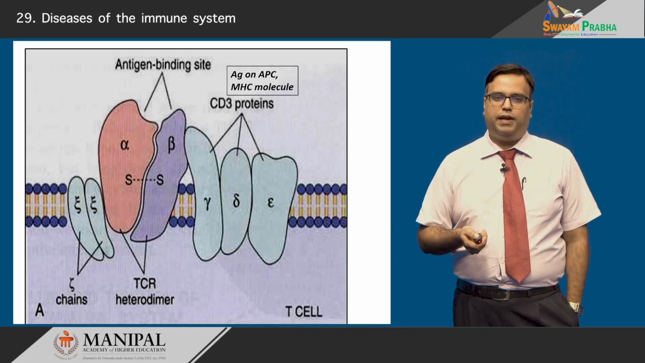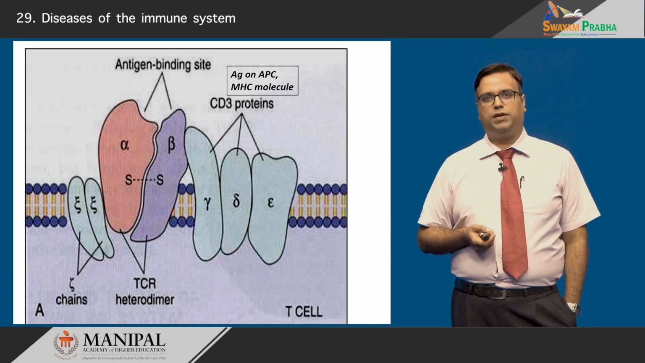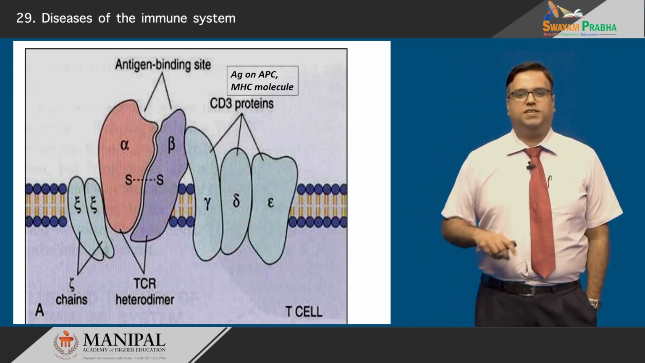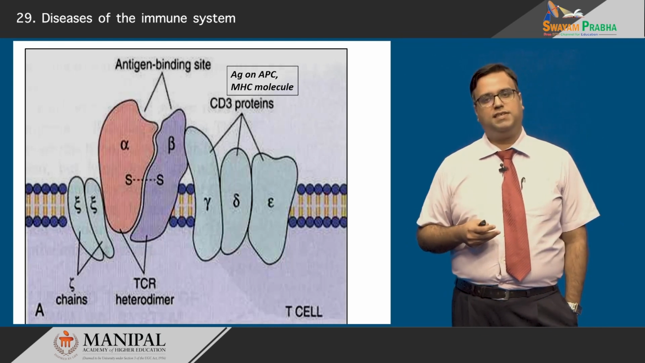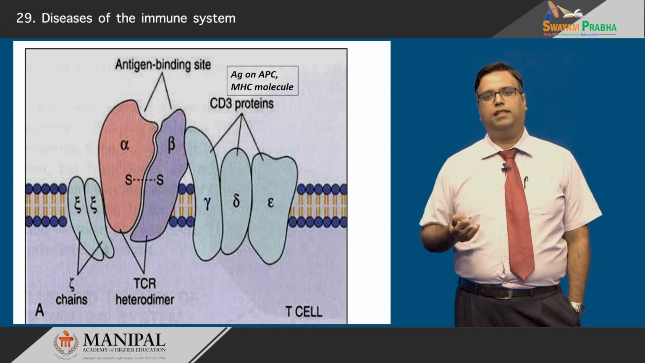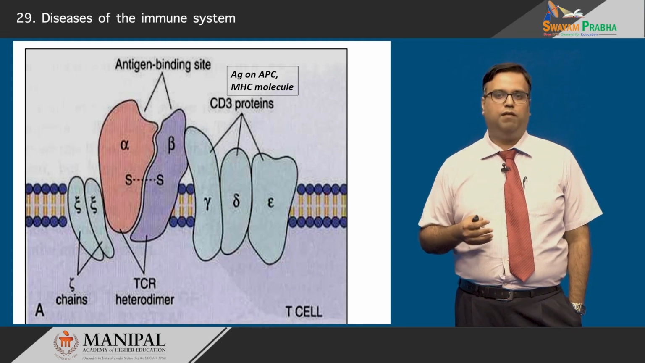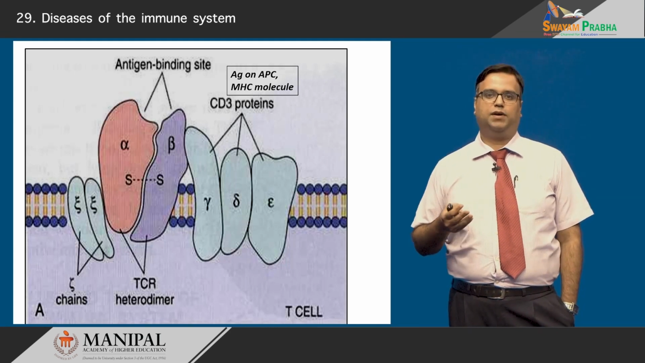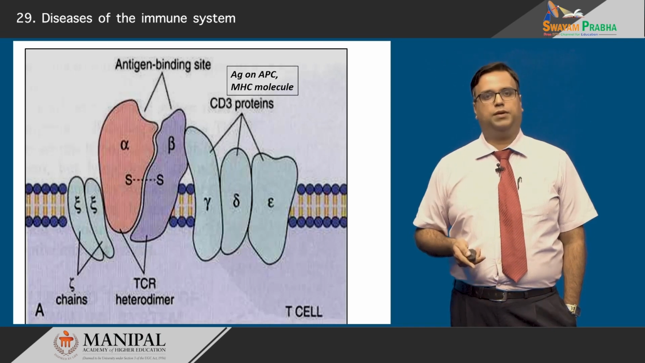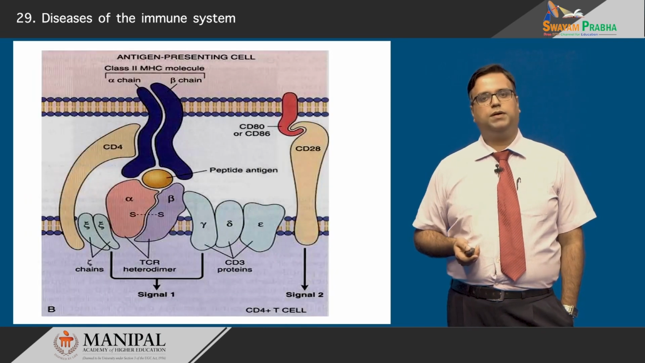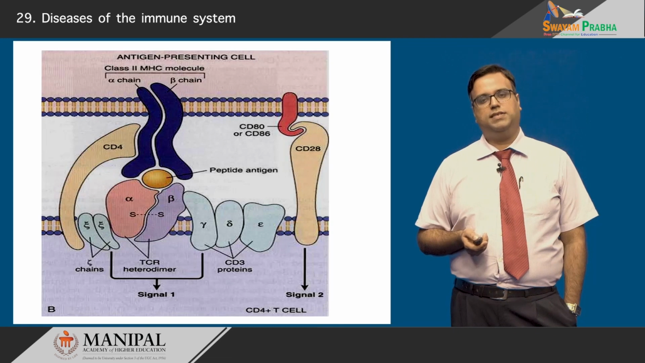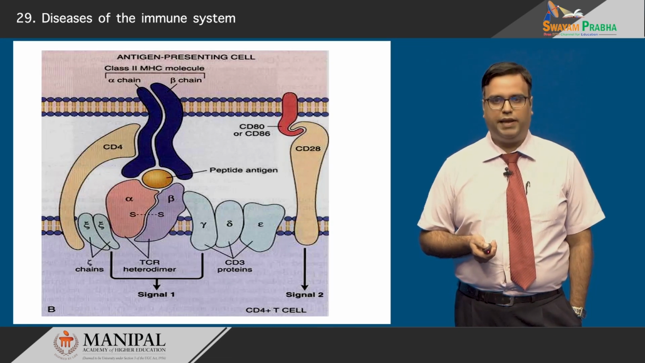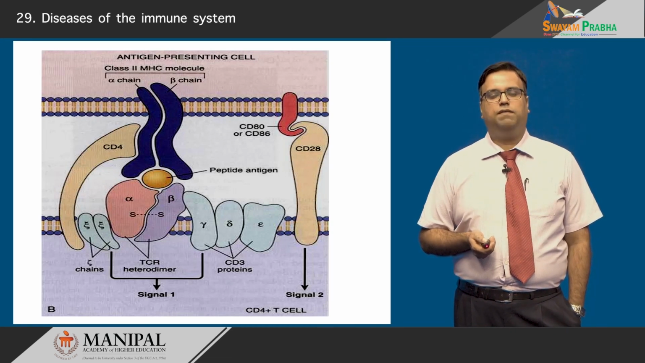Another important component at the far end of your screen on the left is what is called zeta chains. Zeta chains, when combined with these 3 CD3 proteins and the alpha and beta subunit, form what is called the T cell receptor complex. Now, why elaborate on this? This is important because as an antigen is incident upon the site for their binding, it is brought in with the help of what is called an antigen presenting cell.